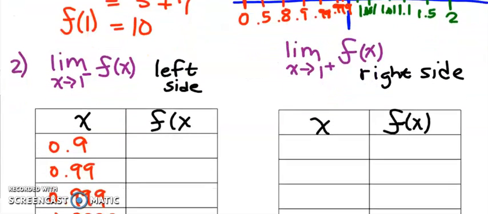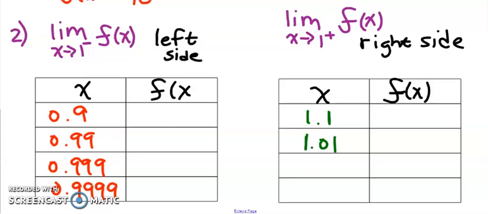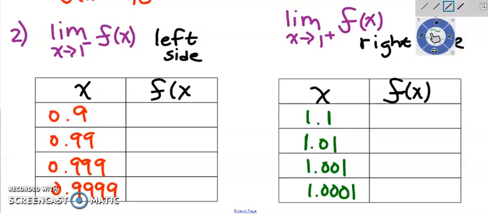So we'll start off with 1.1. We'll do 1.01, 1.001, and then 1.0001. We're going to put this into the calculator, and we're going to determine what the value is for it. What are our values? So let me go and turn off my marker here for that.